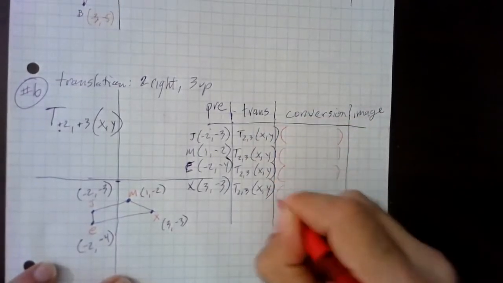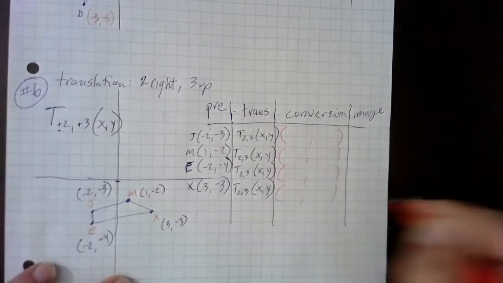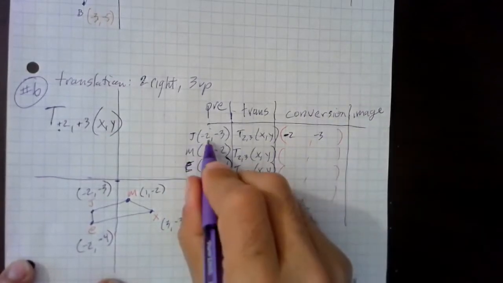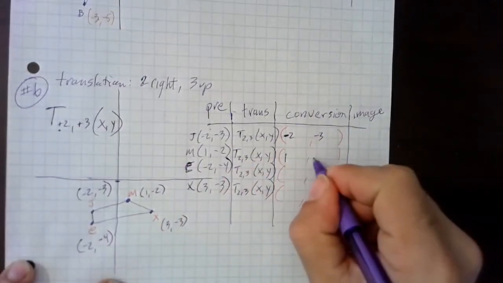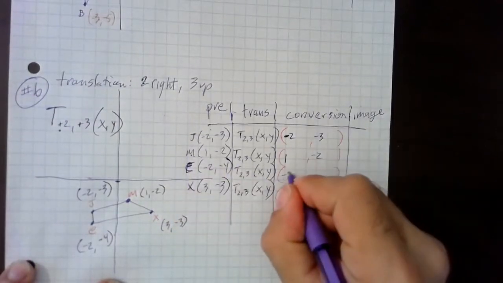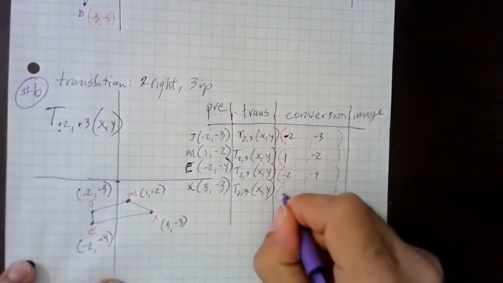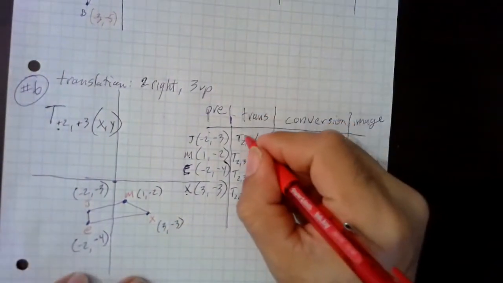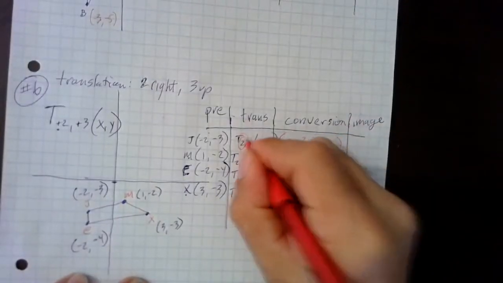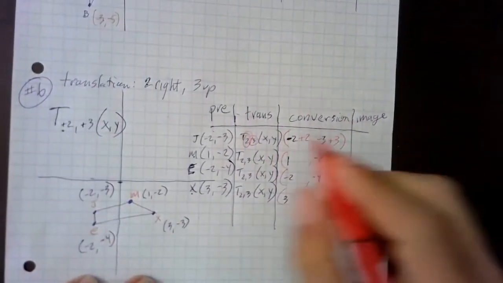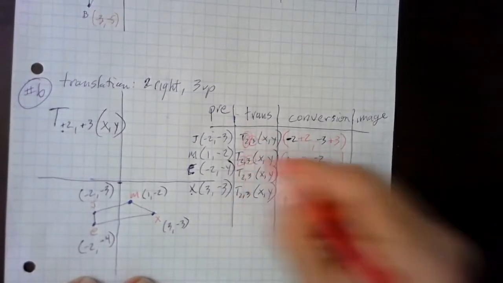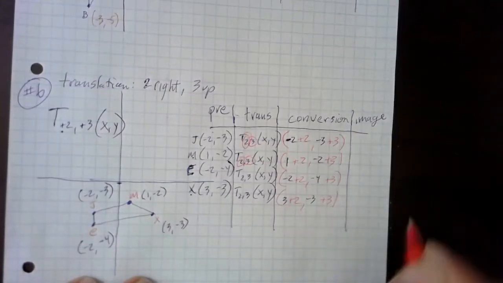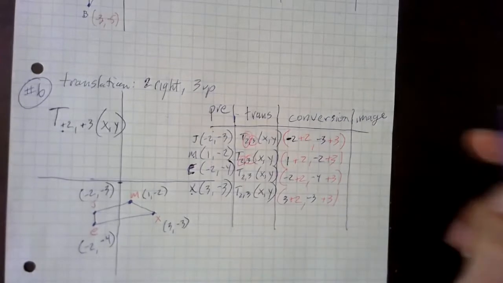Okay, here's the conversion. We're finding how we're going to apply the translation to our original points. And what are the original points? We had -2, -3 for J, right? We had 1 and -2 for M. We have -2 and -4 for E. And we have 3 and -3 for X. Okay. And now let's look to see what are these translations I'm doing. I'm applying a +2 for X and a +3 for Y, right? I'm applying a +2 for X, a +3 for Y. And the same for all of them because we're applying the same translation to all of the points. All right, and then we're going to end up with our primes.